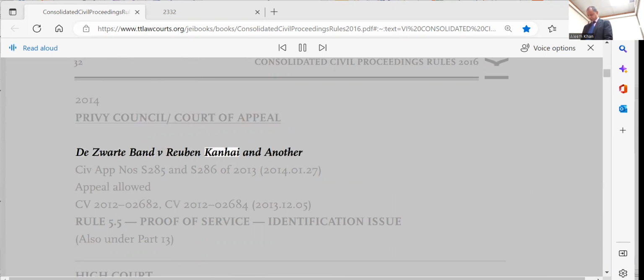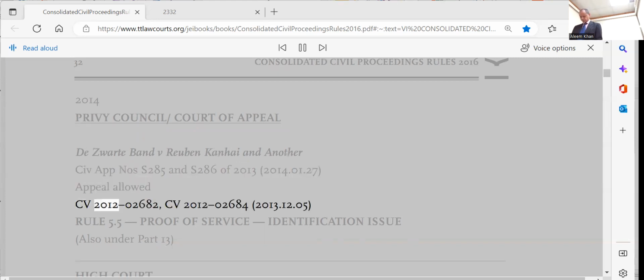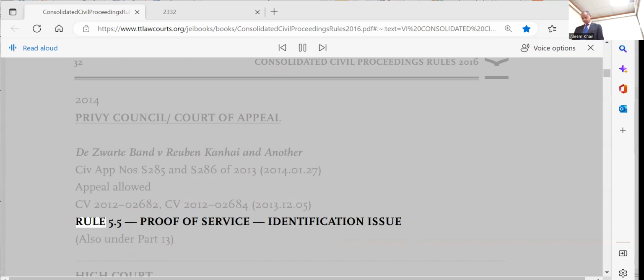Deswortband v. Ruben Kanhai and another, Civ App Nos. S285 and S286 of 2013, January 27, 2014, appeal allowed. CV 2012-02682, CV 2012-02684, December 5, 2013, Rule 5.5, Proof of Service, Identification Issue, also under Part 13.